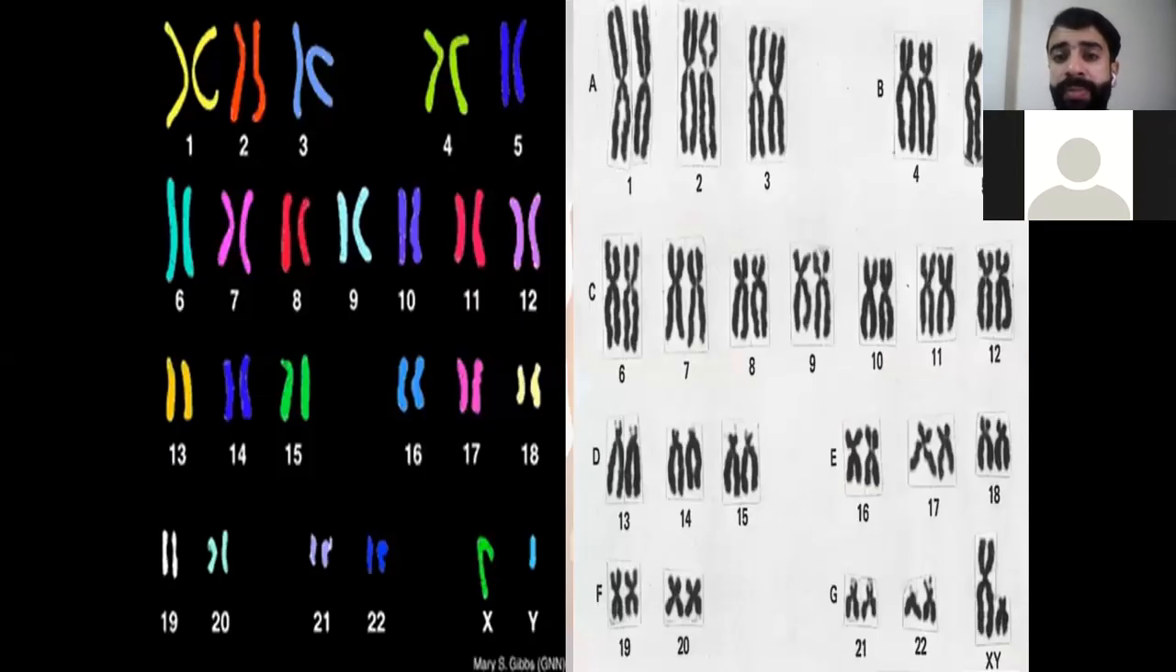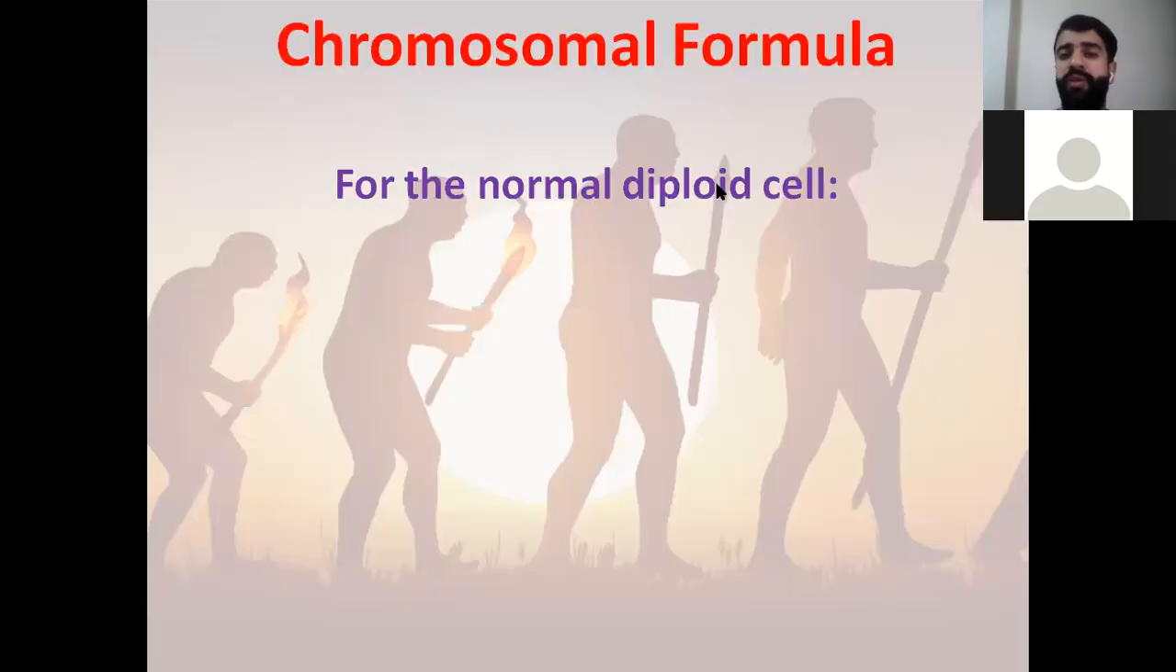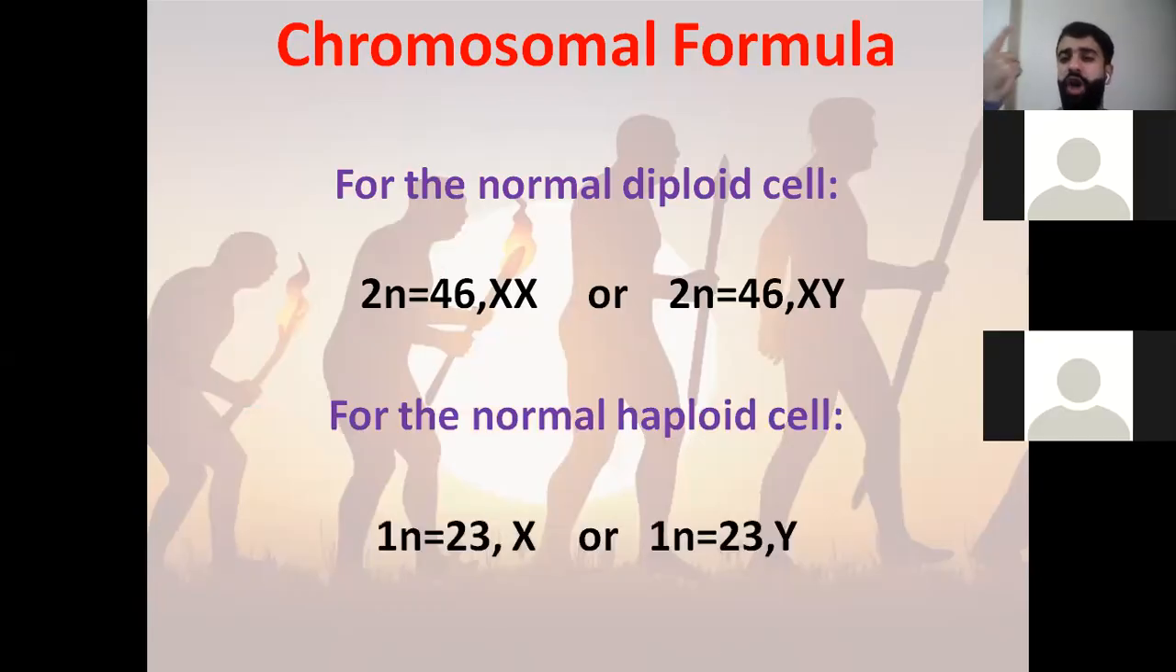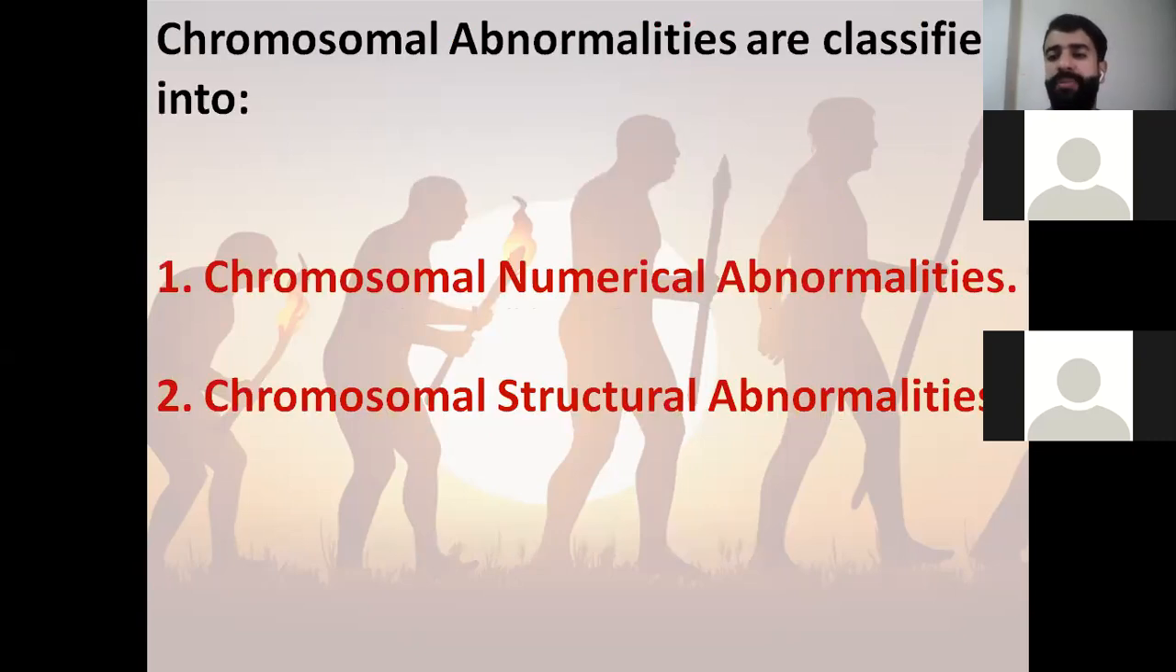Every chromosome occurs in a pair. So this one is for a diploid cell. Chromosomal formula for the normal: 2n equals 46, comma XX for the female; 2n equals 46, comma XY for the male. Normal haploid: 1n equals 23 Y, 1n equals 23 X. If it's 1n equals 23 X, it's either for a male or female, while if it's 1n equals 23 Y, it's for a male.